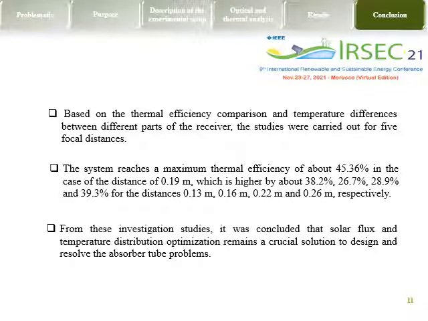From this investigation, it was concluded that solar flux and temperature distribution optimization remains a crucial solution to design and resolve the absorber tube problems.